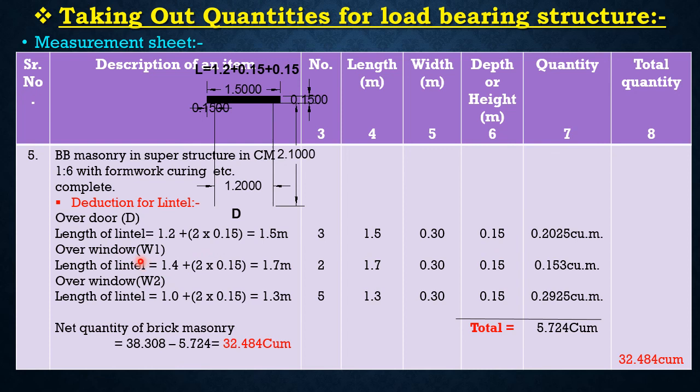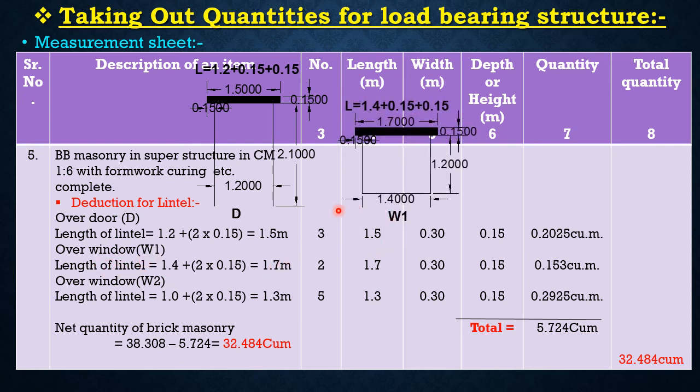Then over window W1, length of lintel is, here also add the bearings. If not given, take the thickness of a lintel. So length is 1.4 plus 2 into 0.15. The length of lintel over W1 is 1.7 meter. Number of W1 is 2. Length is 1.7. Width is 0.30 and depth is 0.15. Then quantity is 0.153 cubic meter.